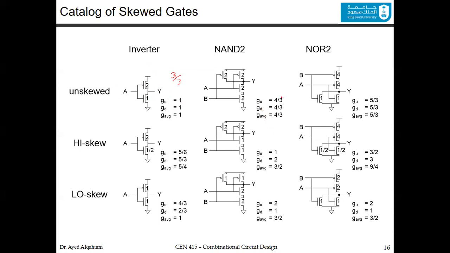And we said that the logical effort of the inverter is equal to 1. For the NAND, it's going to be 4 over 3 for each one. The NOR is going to be 5 over 3. Again, here it is 2 and 2, so it's 4 over 3. Here it is 4 and 1, so it's 5 over 3.